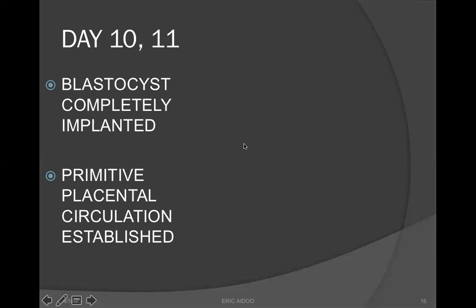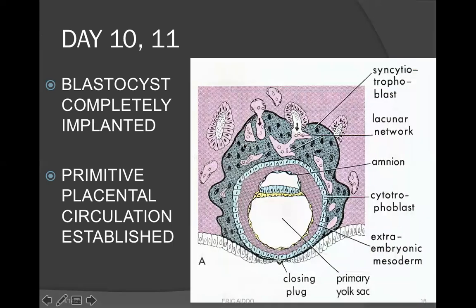So by day 10 and 11, blastocyst has completely implanted, primitive placenta circulation is established. So as you can see, now you have lacunae network, and blood has started filling those lacunae in the syncytial trophoblast, right? Then you can see the amniotic cavity with the amnion and the epiblast, hypoblast, primary yolk sac now, because we have changed the name from exocoelomic cavity to primary yolk sac. And you can also see that the cytotrophoblast has encircled the entire developing embryo.